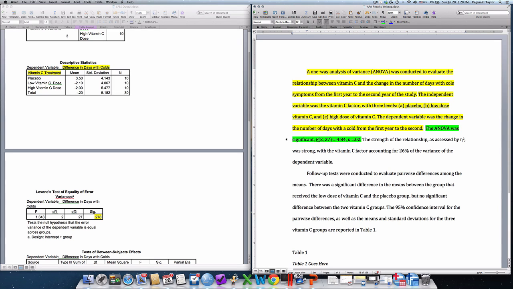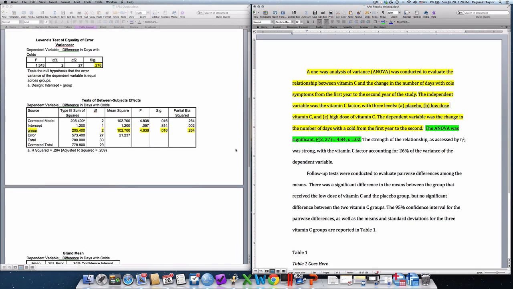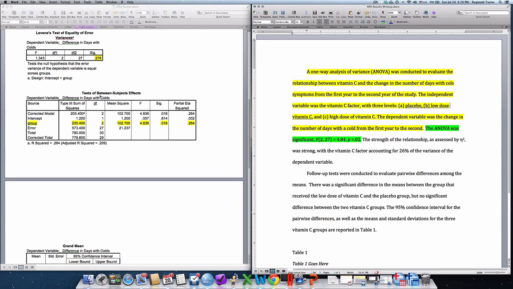Now, the ANOVA was either you're going to say significant or not significant. In this case, it was significant. How do we know that? Well, the area that you want to assess significance from is in the area called the tests of between-subjects effects. And as we mentioned before, regardless of the statistical test, you always look in the sig column. Now, you're going to look in the sig column for the grouping variable, in this case, the vitamin groups. And this is the data that you would report in your statistical notation.